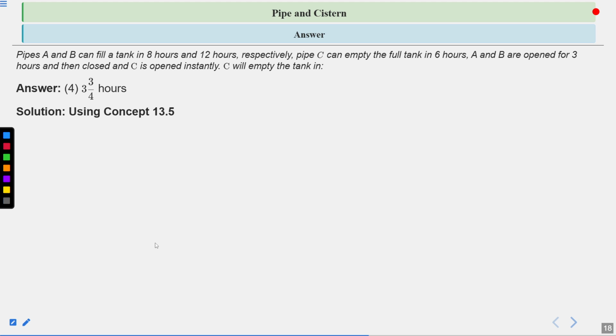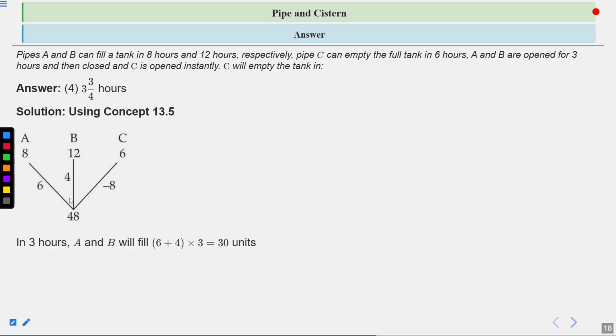Now see the detailed solution using concept 13.5 in this question. So we take the LCM of 8, 12 and 6. So we get the LCM, which is 48. Now when we take the LCM as 48, we get the efficiency of A, B and C. The efficiency of A is 6 units, efficiency of B is 4 units, and efficiency of C is 8 units. And this negative sign represents only the draining of pipe C. So total capacity is 48 units.